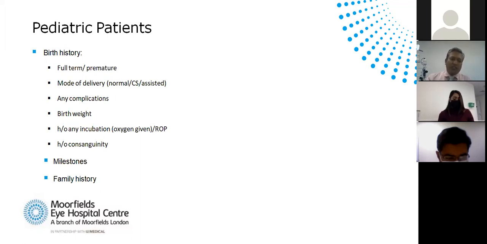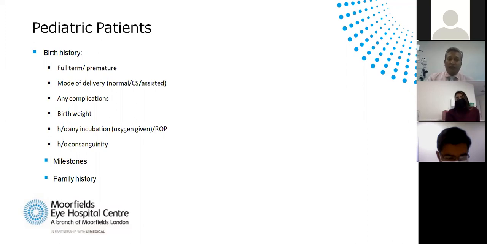For little older kids, we need to get the milestones. If they started talking at the proper age, or if they started walking at the proper age, this kind of information will help us to understand if the overall growth is normal. If all other growth is normal, we expect that visual growth will also be normal, and subsequently if it is not, then we'll try to find out something else.